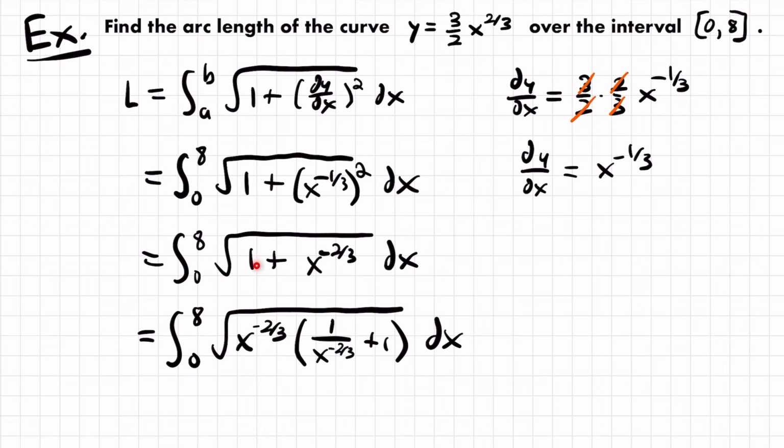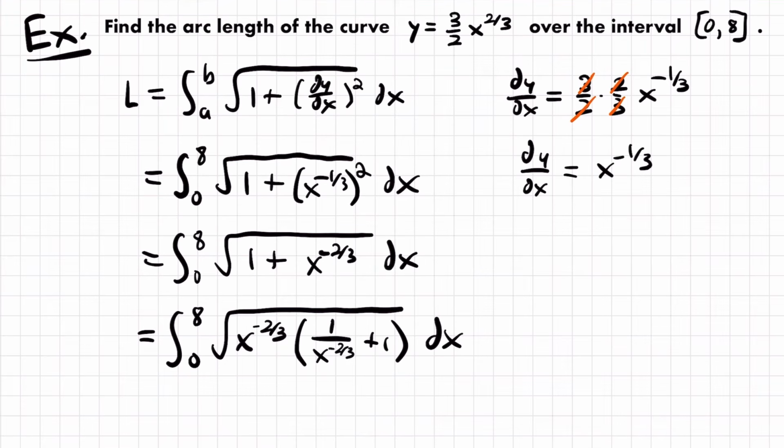So if we divide 1 by x to the negative 2/3 power, we have this fraction right here, 1 divided by x to the negative 2/3 power. And when we divide x to the negative 2/3 power by itself, we're left with 1. Okay? And so now what's going to happen is we can take the square root of this term. Since we have two factors being multiplied together, we can take the square root of each of them individually and multiply their square roots.